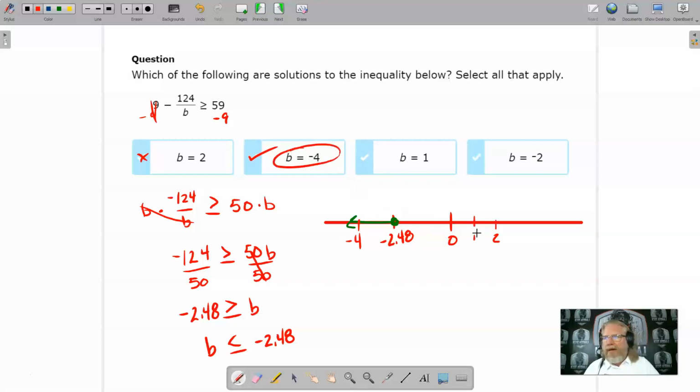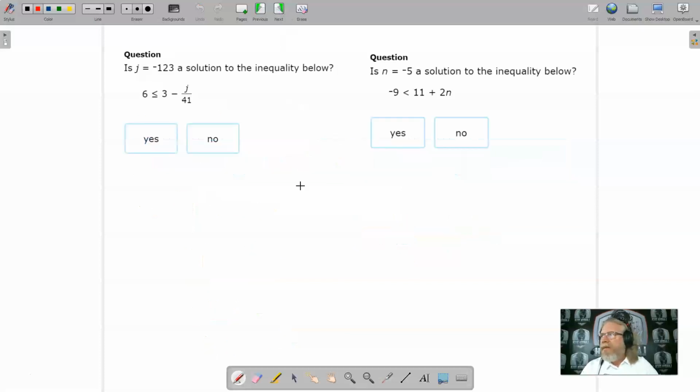A positive 1, that's up here out of the solution, so that's no good. And then negative 2. Well, negative 2 is actually right here before negative 2.48. Negative 2.48 is further away from 0 than just negative 2. So that's not going to be part of the solution either, so it happens to be that the second selection is the only correct answer.